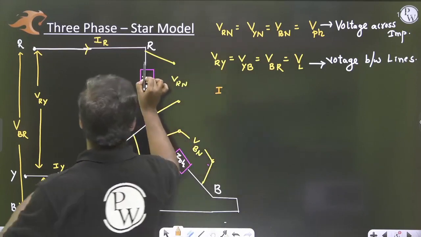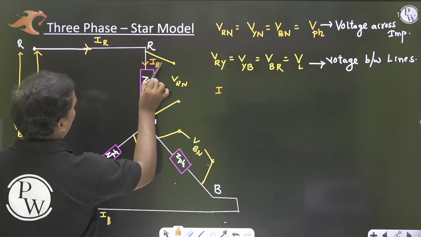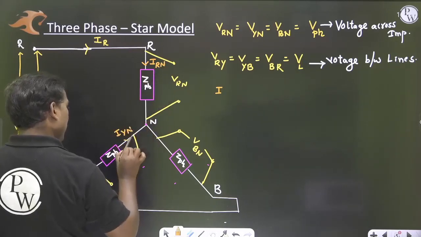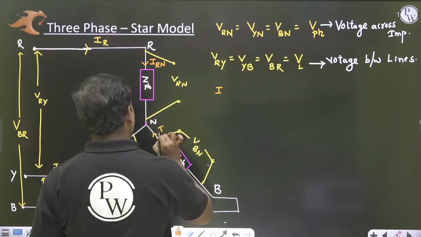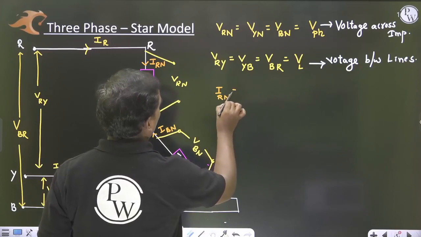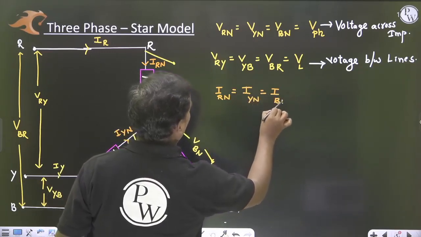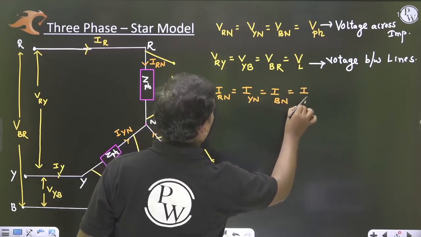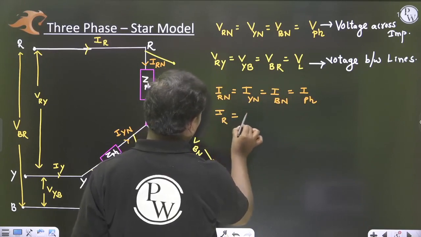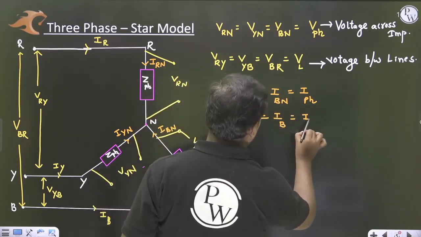Next, see the currents which are entering into the impedance. This is IRN I will take, this is IYN, and this is IBN. So IRN, IYN, IBN are called phase currents, whereas IR, IY, IB are called line currents.